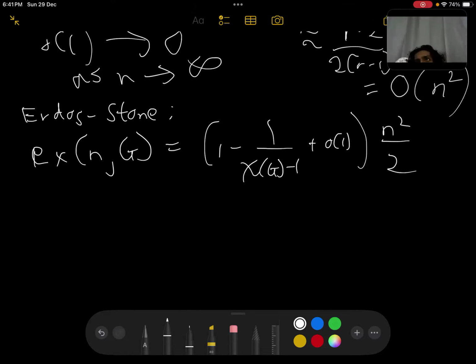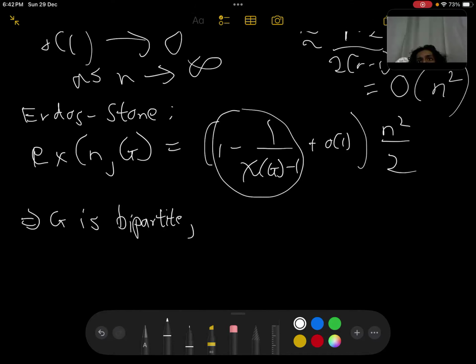And as a consequence, this basically solves the problem as long as the graph is not bipartite. So if G is not bipartite, this first term is positive: 1 minus 1 upon r, it's at least half in fact. So up to the leading term, at least ex(n, G) is known if G is not bipartite. And as a consequence, if G is bipartite, then ex(n, G) is small o of n square. It's small o of 1 times n square, so it is small o of n square.